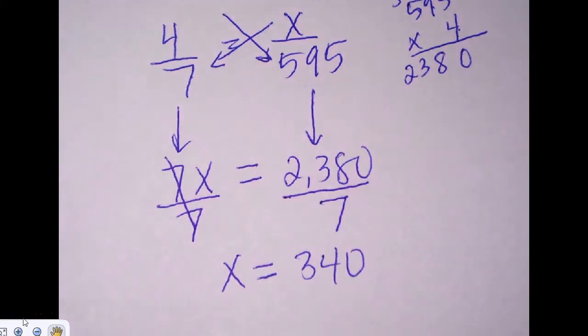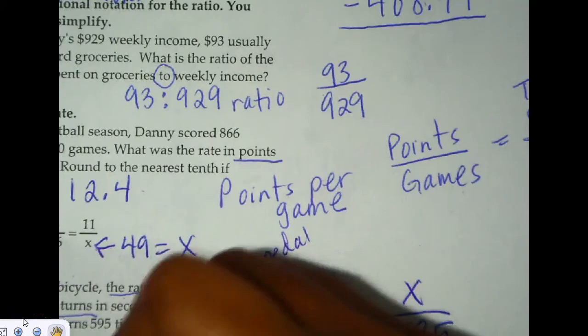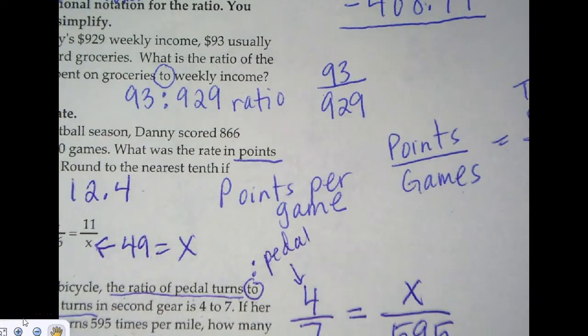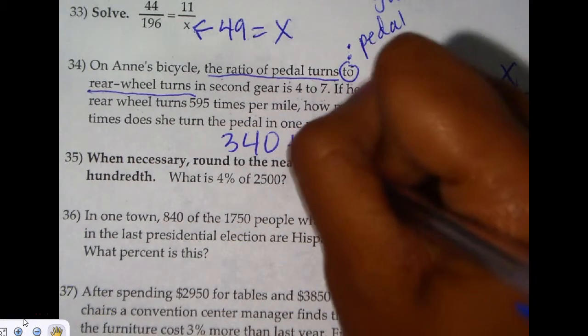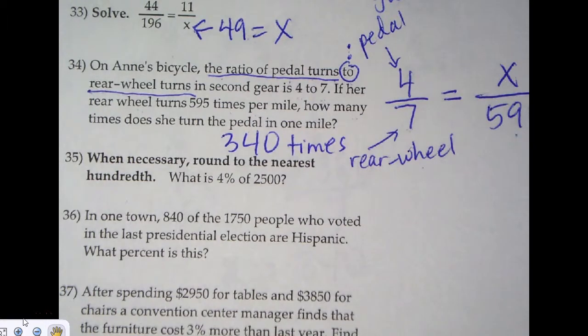So we go back here, and then that's the answer. 340 turns on her pedal. Sorry about that. 340 is the answer. Okay. All right, so 340, and they wrote the word times on the answer key. All right, let's see if I can squeeze in one more.